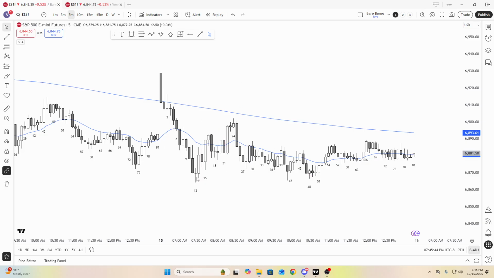So a three-legged pullback, right? It's a wedge top. Leg 1, pull back, leg 2, pull back, leg 3. Bar 22 is climactic, and then bad follow through on 23 and 24. 24 is closing on its low, and it's not closing past bar 23, so bad follow through.